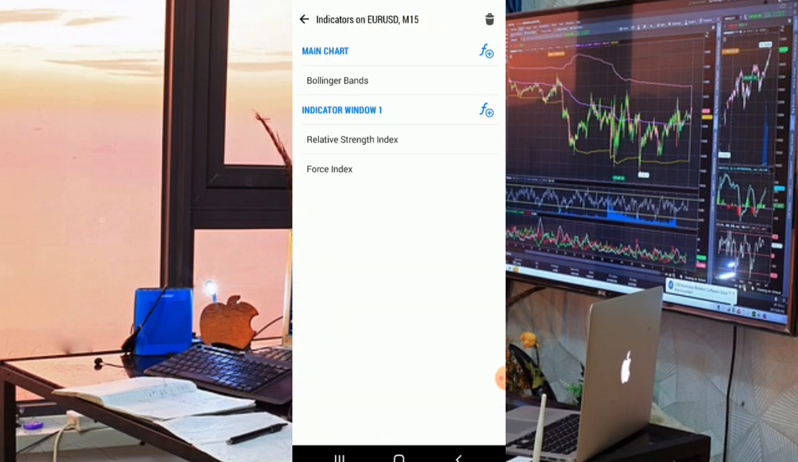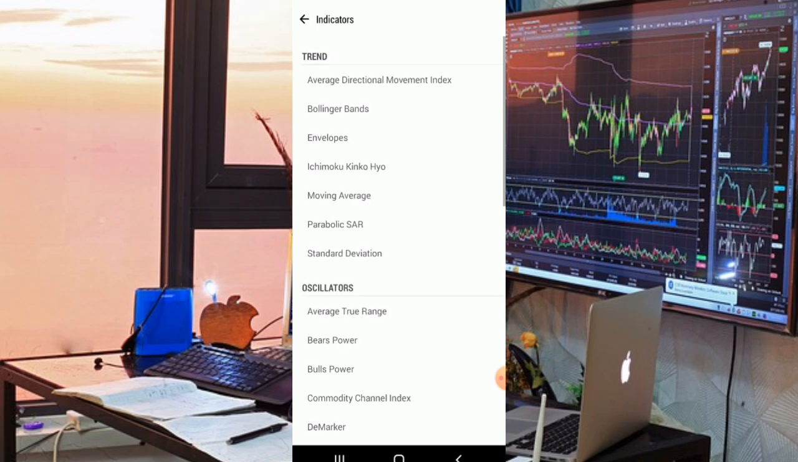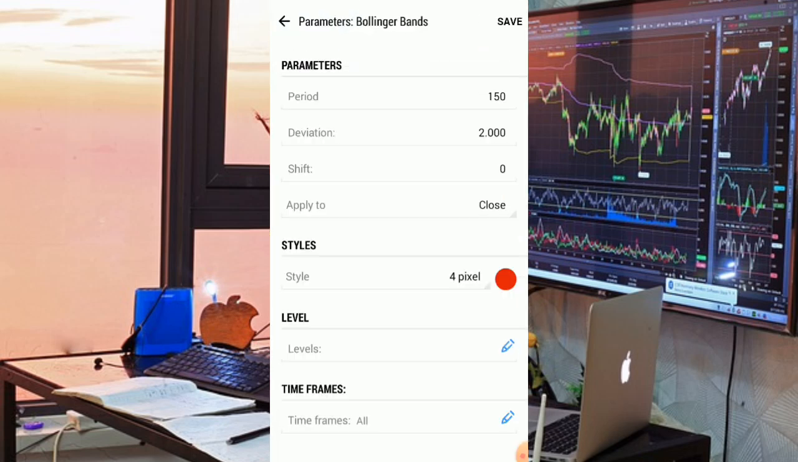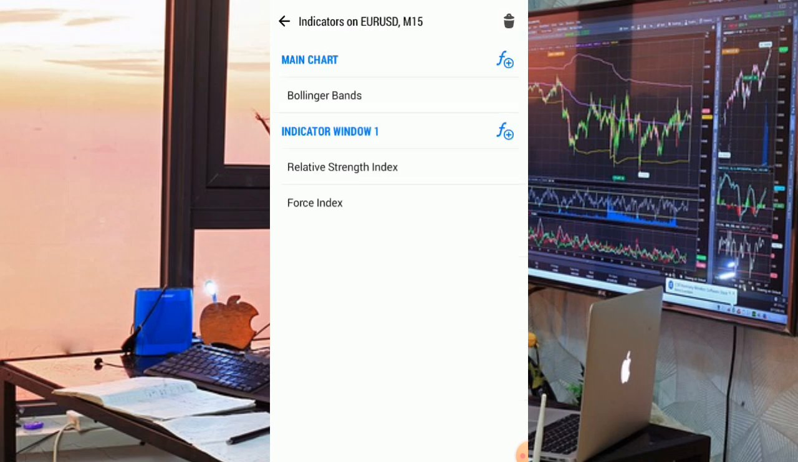So the first thing that we are going to do is start with the settings. We are just going to go to the main chart. You click main chart and you look for Bollinger Bands, and then you enter period 150, deviation 2.000, shift 0, apply to close, style make it red with 4 pixel, and then levels leave it like that, and time frames make it all. Then please click save.